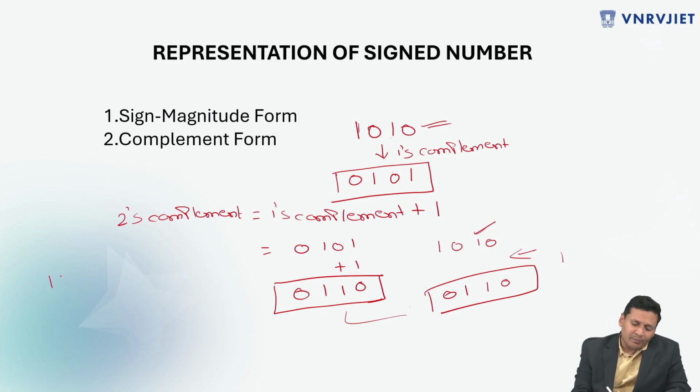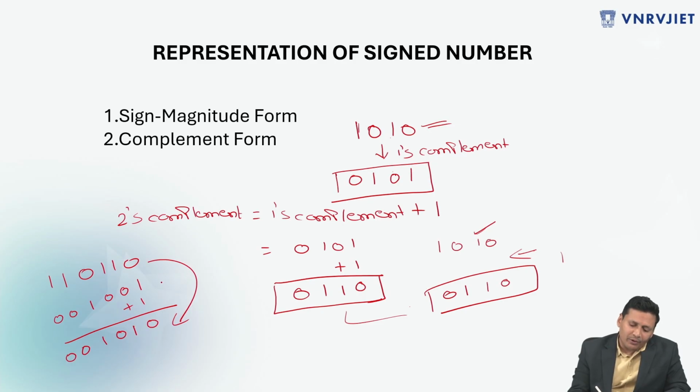Let us take another example, 110110. Now I want to find its two's complement. So what is the traditional method? First you have to find the ones complement. So what will be its ones complement? 0 will be interchanged to 1, 1 into 0, 1 into 0, 0 into 1, 1 into 0, 1 into 0. To this I will add a 1. So my answer will be 0, 1, 0, 1, 0, 0. So this is the 2's complement of this number.